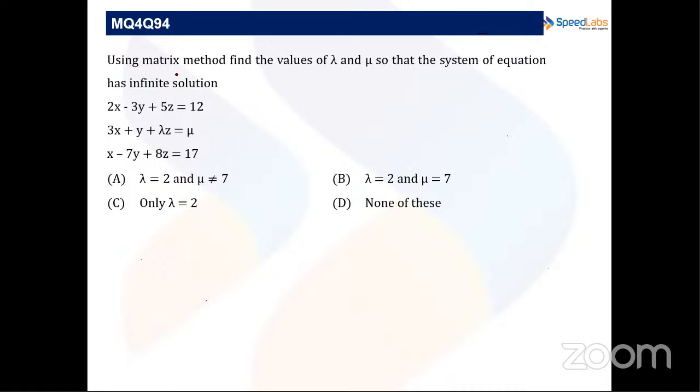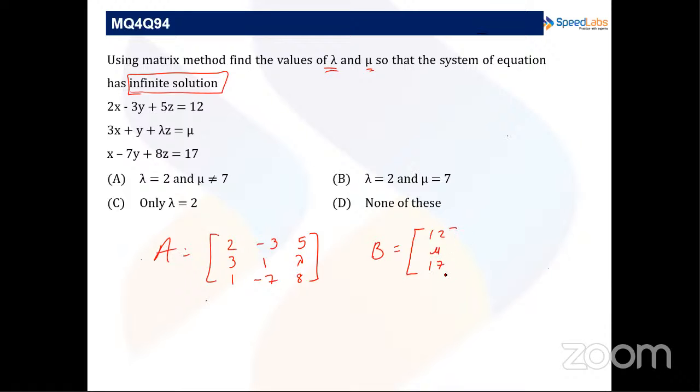So we are given, using the matrix method, find the values of lambda and mu so that the system of equations has infinite solutions. Now A we can write as [2, -3, 5; 3, 1, lambda; 1, -7, 8], and B we can write as [12, mu, 17]. Now C we can form as [2, -3, 5, 12]. Okay, see, that will be in the solution.